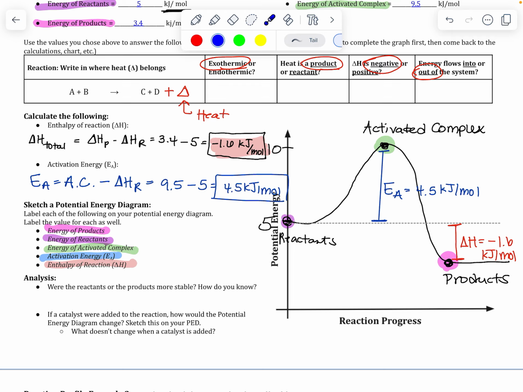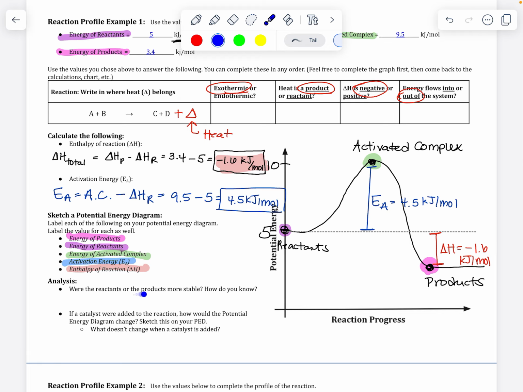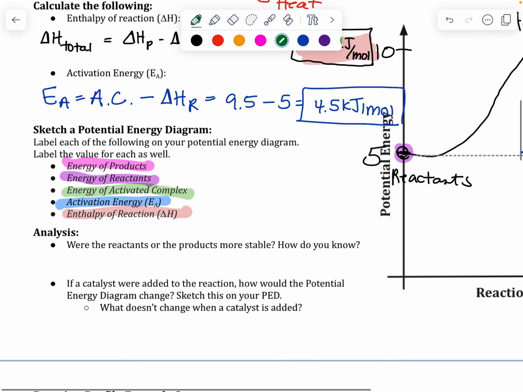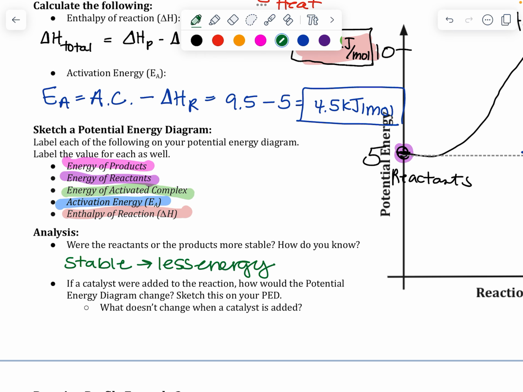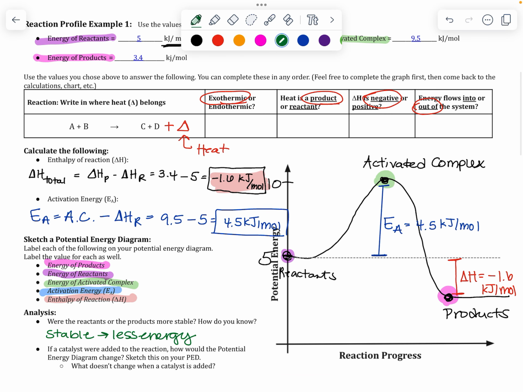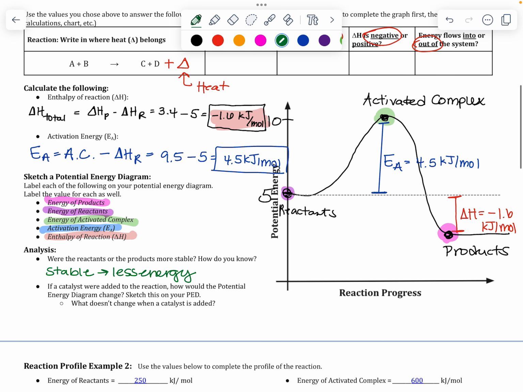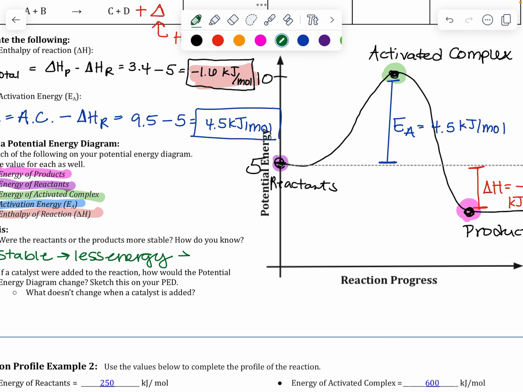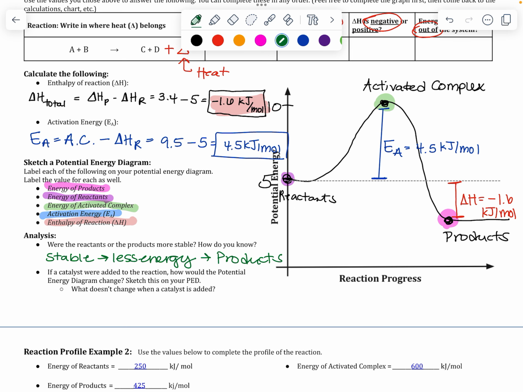Now some analysis, kind of putting all of that together. Were the reactants or the products more stable? And if something is more stable, and this is in your potential energy diagram notes, something that is stable is going to have less energy. And so we can look at which of our two values is smaller. So our products is 3.4, that's less energy. And we can see it's lower on our graph. So less energy is going to be our products in this example. And we know it because it has the least amount of energy.